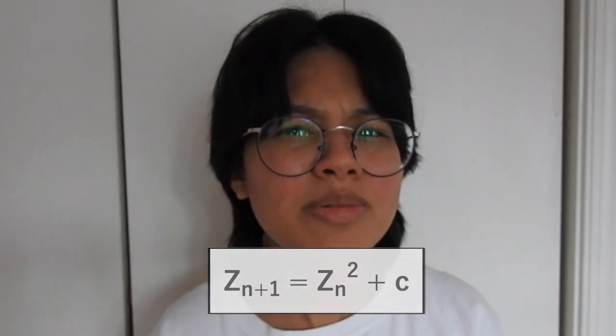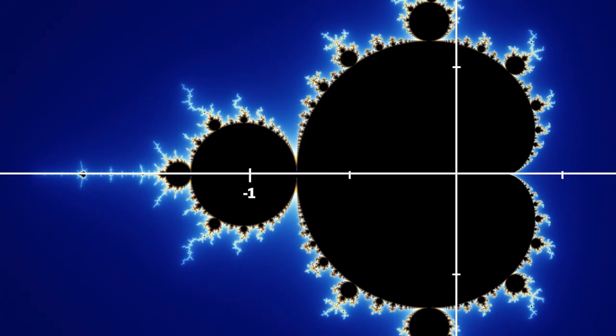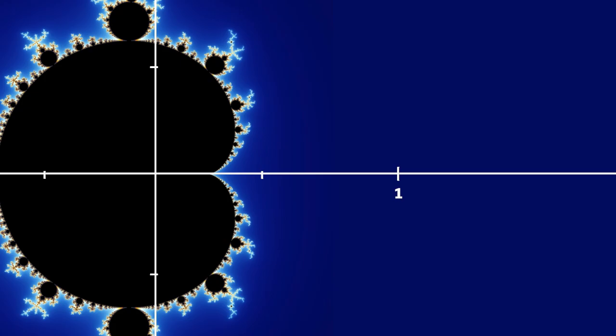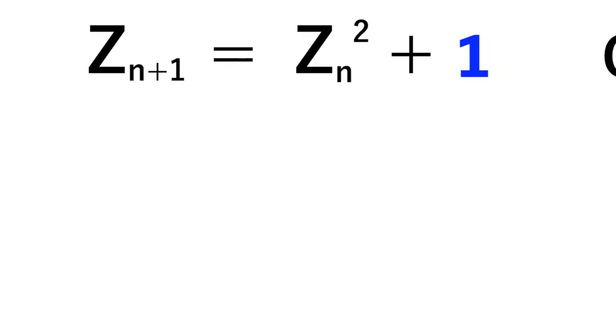Here's the equation to make this huge set. Yeah, it's that simple. So C is a complex number, which means that when graphing this set, C is a mixture of a value on an imaginary axis and a regular number axis. Basically, you pick a C value, let's say 1. Plug that into the equation.